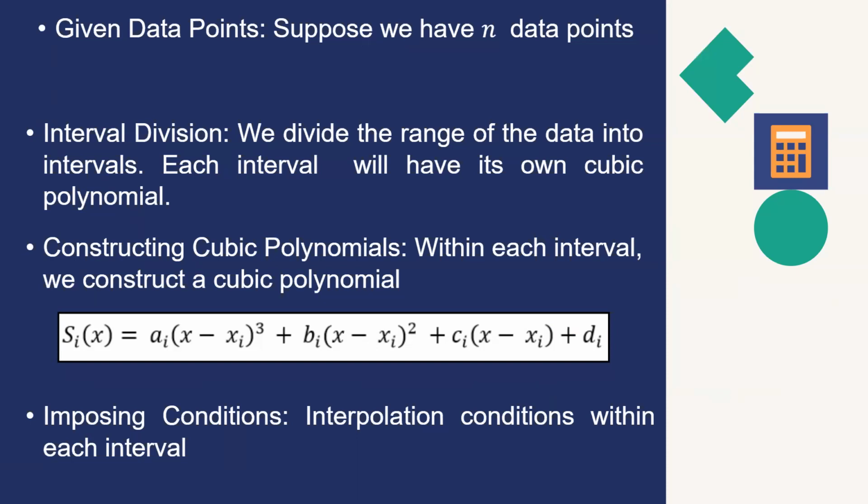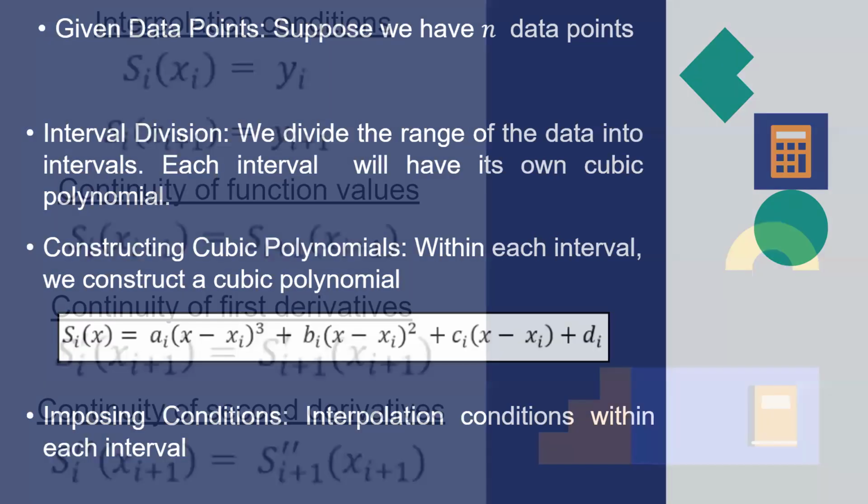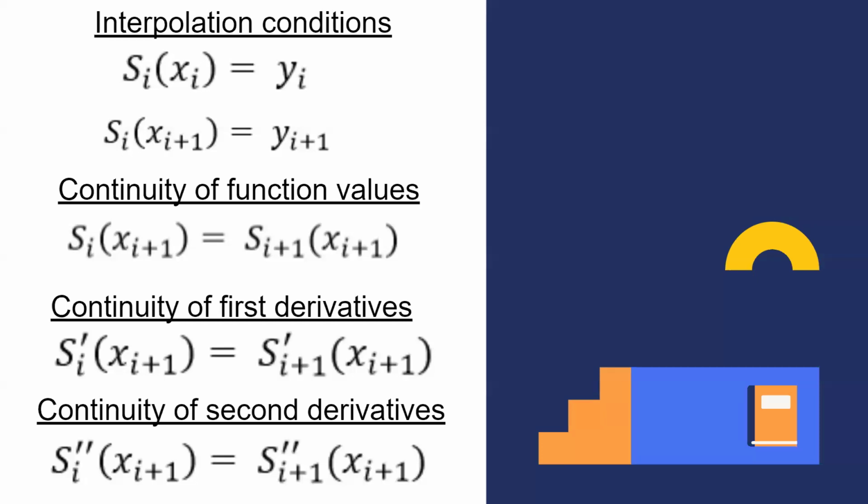Next is constructing the cubic polynomials. Within each of these intervals [xi, xi+1], we will construct a cubic polynomial of this form: Si(x) = ai(x - xi)^3 + bi(x - xi)^2 + ci(x - xi) + di. Next is imposing conditions. We will impose interpolating conditions to make sure that the spline passes through all the given data points. The interpolating conditions are given by Si(xi) = yi and Si(xi+1) = yi+1.